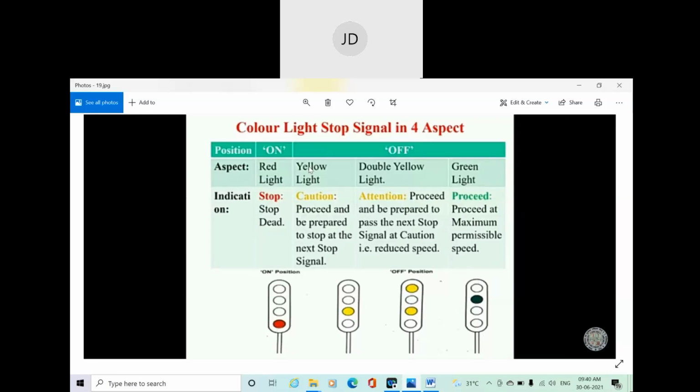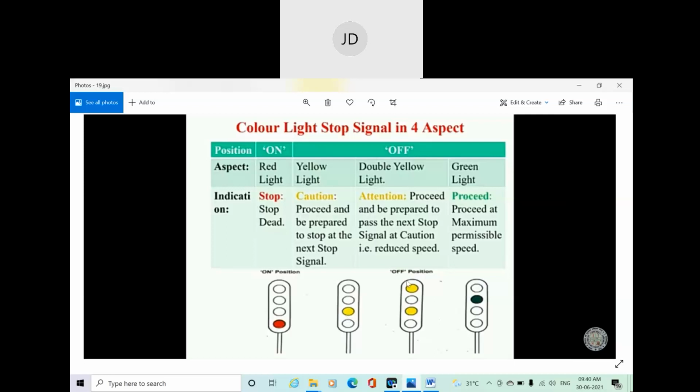If you see only one single yellow, at the bottom nearby the red color, and if this yellow is active, it says proceed and be prepared to stop at the next stop signal. It gives some kind of warning, not exactly warning, I'll not use the word warning, because for warning we have a different signal. From this yellow light, the loco pilot will be aware that a stop signal will be coming. Okay, I need to be ready now.